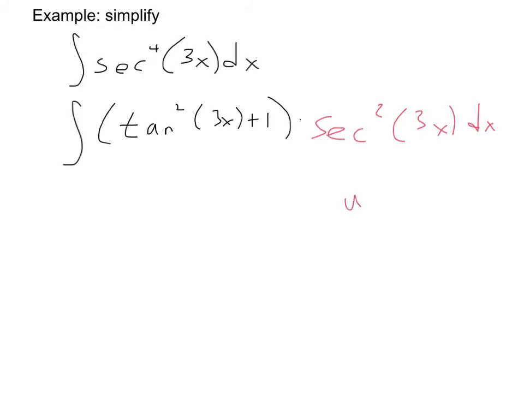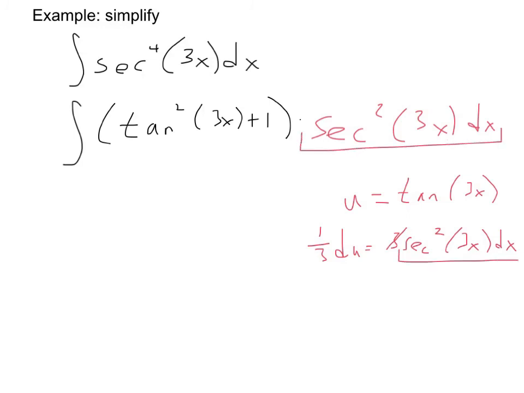Now that we've done this, we're ready for our substitution. U equals, and we do need to pay attention here. My substitution is u equals the tangent of 3x. That means that my du is 3 secant squared 3x dx because of the chain rule, right? So in this case, I'm actually going to get 1/3 du. So the secant squared 3x dx is 1/3 du.